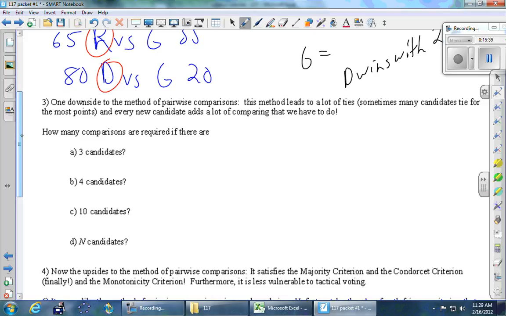Okay, so it could be that a lot of folks end up tying for the win, and then what do you do? But also, you guys kind of already were annoyed, and there were only three candidates here. It's like, oh God, I have to do three comparisons. But if there's three candidates, what did we say? How many comparisons? You've got to do three different head-to-heads, right? Three comparisons.